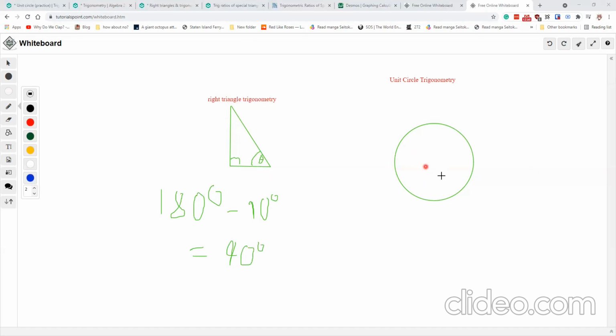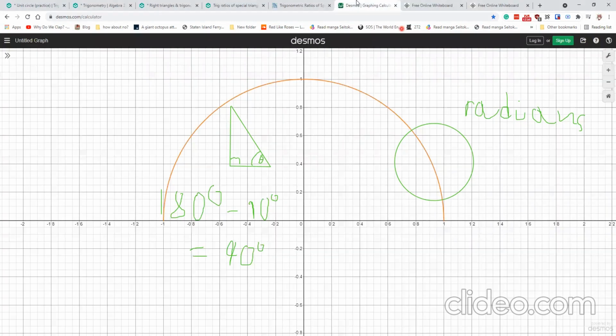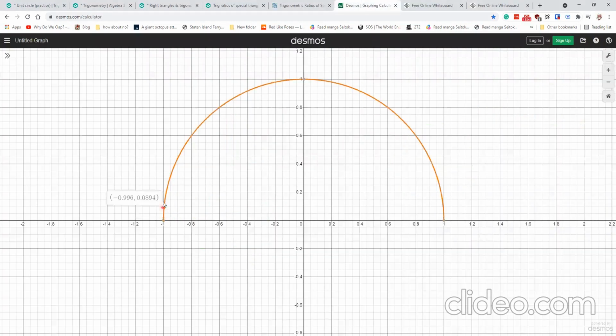In unit circle trigonometry, we use something different called radians. And so this is how you spell it: R-A-D-I-A-N-S.